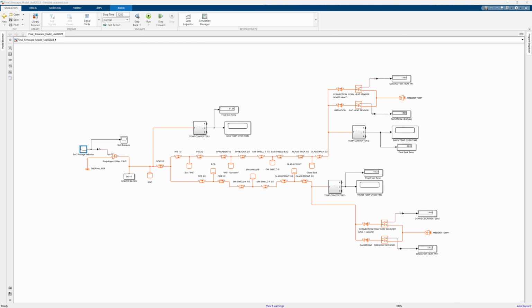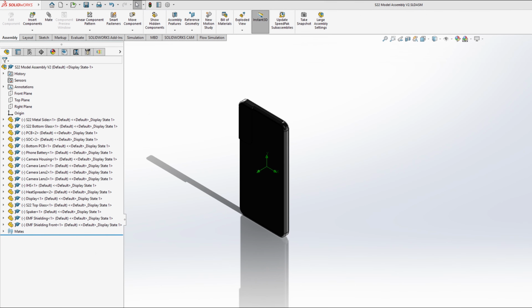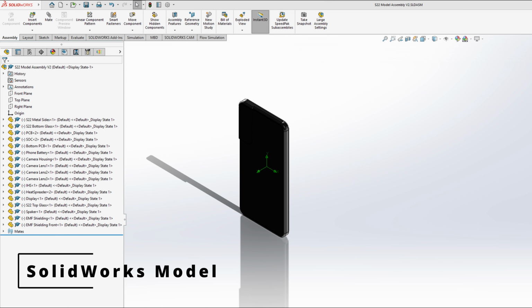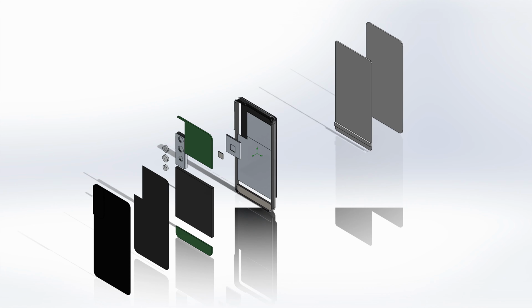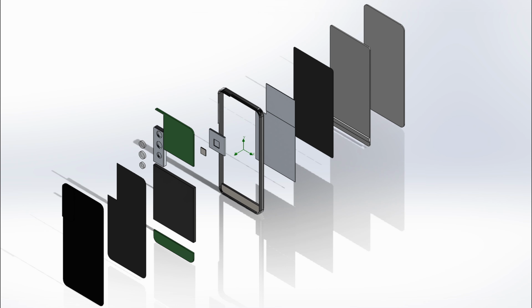So that's our SimScape model for our Galaxy S22. Here's our SolidWorks model of the Galaxy S22. As you can see by the model tree, it's quite packed with features. We tried our best to mimic the most amount of materials and features inside the phone as possible, such as the metal sides, the front and back glass, the PCB, and the SoC.